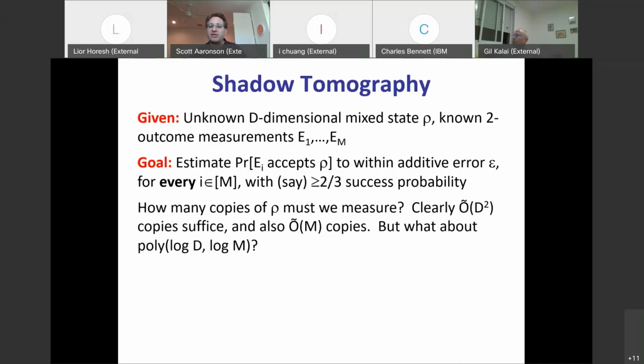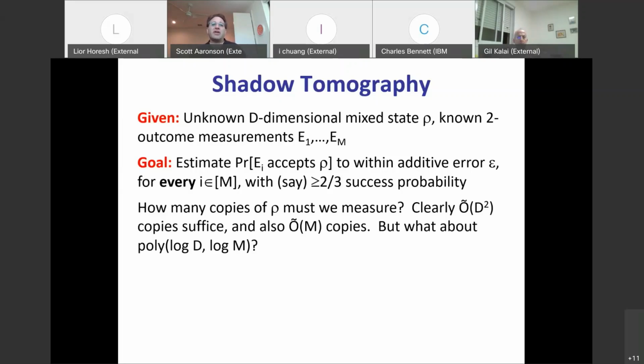But now at a completely different extreme of parameters, we see that about m copies of rho would also suffice, a number that would scale like the number of measurements that we care about. Why? Because if we've got m copies, then we can just apply each measurement, each EI, to some separate copies of rho, and then estimate the expectation value of each EI separately from the other ones. So we have two trivial upper bounds, but is either of them a lower bound?